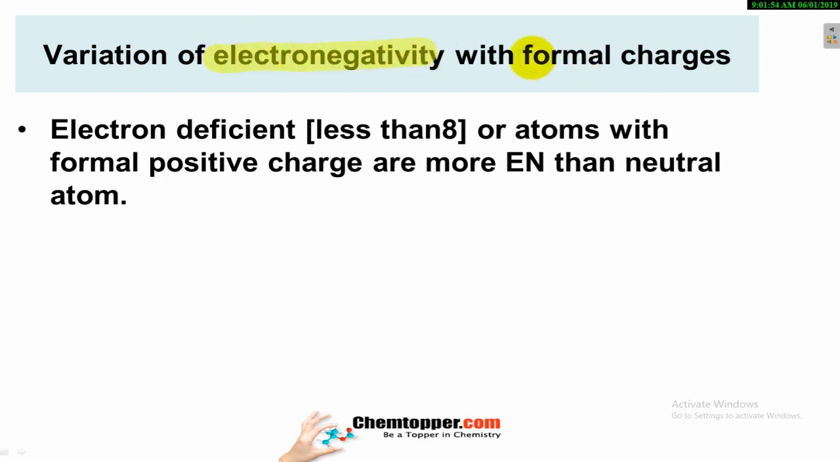Electronegativity depends on the formal charges also. If there is an electron deficient atom which has less than 8 electrons, or which has a formal positive charge on it, those atoms are going to be more electronegative than neutral atoms. Let's try to understand this with different examples.